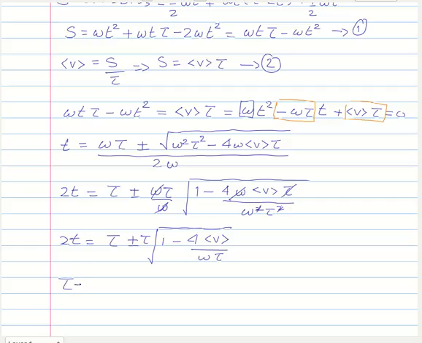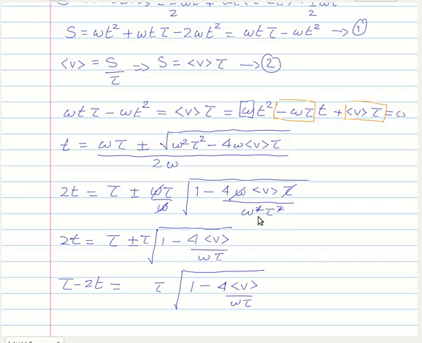Now tau minus 2t is what we are supposed to find in the question, that is, how long did the car travel with the uniform velocity. We have already found 2t, so we simply subtract this expression from tau, and we get minus plus tau into the square root of 1 minus 4 times bracket v times w tau. Now because the time cannot be negative, we will ignore the minus sign and only consider the positive sign. So we can ignore this minus sign, and this is our answer finally.